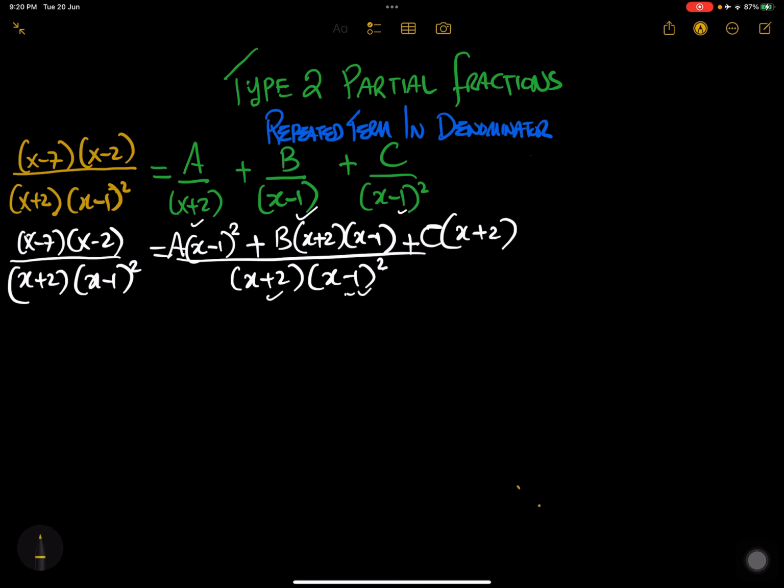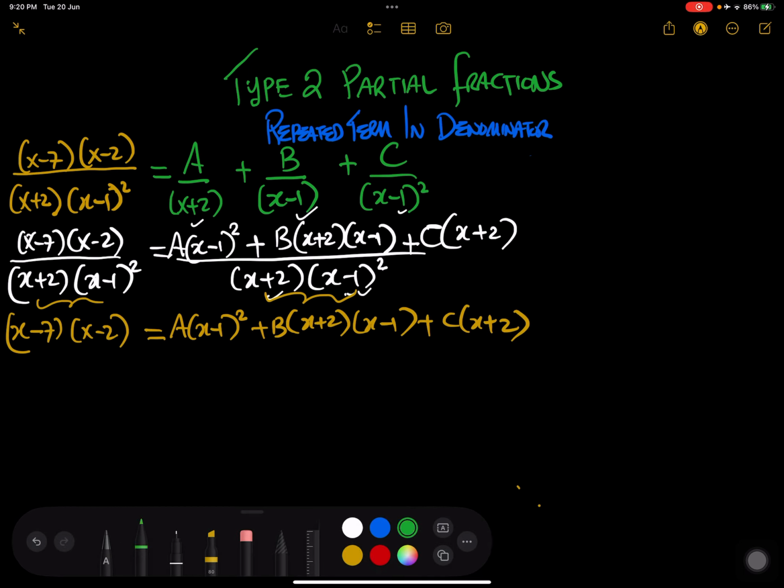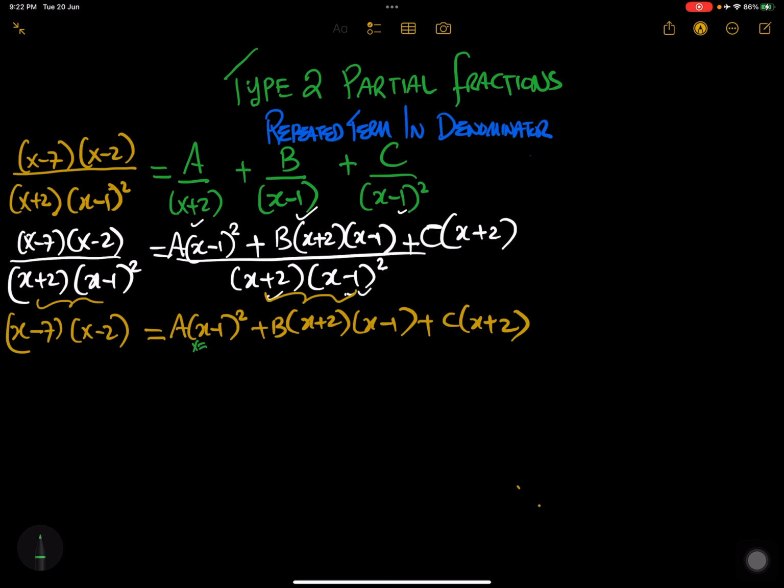Now, if you look at the denominators, they are the same. This denominator is the same as this denominator. So we also assume that the numerators are the same. So I'm going to have x minus 7, x minus 2, which is equal to A into x minus 1 all squared, plus B into x plus 2, x minus 1, plus C into x plus 2, x plus 2. Now, to eliminate one of the variables, if we make x equal to 1, this A variable becomes eliminated.